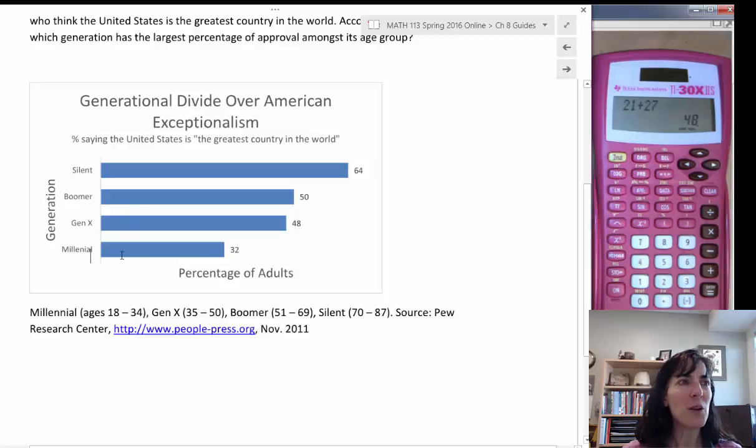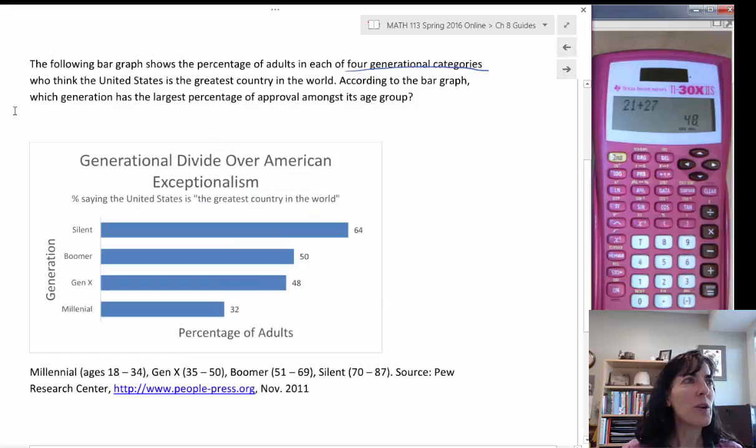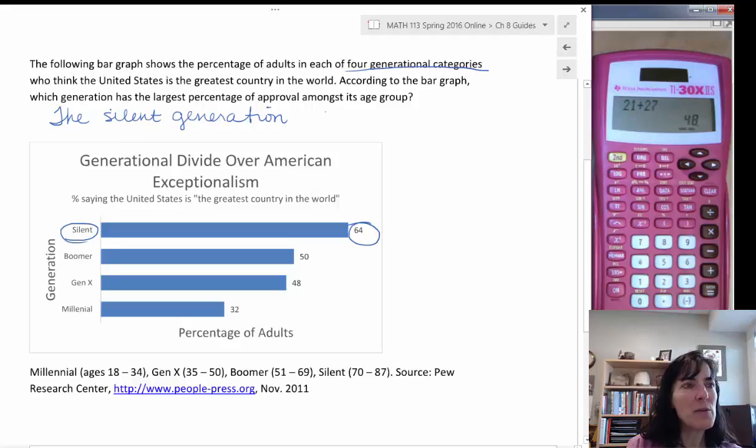So you can find your category and see what your peers thought of the United States. And what our question was, according to the bar graph, which generation has the largest percentage of approval amongst its age group? And that obviously is the biggest bar with 64, and that is the silent generation. They are not silent about their approval of the United States, though. And they have 64% approval.